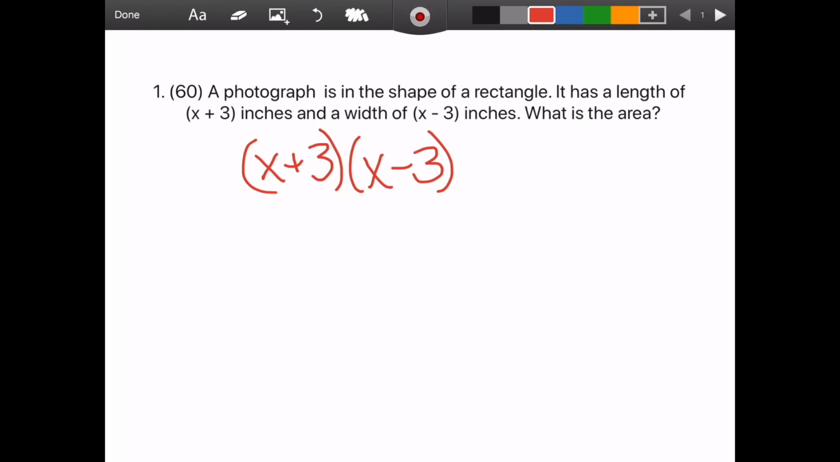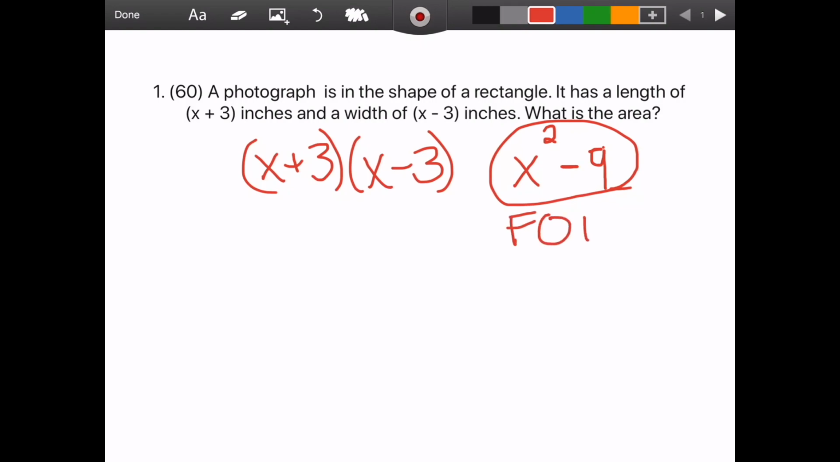Now, if you remember, this is the difference of squares. Both of these are an x and a 3, but one's plus, one's minus. So if you remember the shortcut, you take your first letter or number, which is x, and you square it, and then it's always minus. And then your second number, which is 3, you square that, and it's 9. So that's your answer. However, if you didn't recognize that, then you can always FOIL.